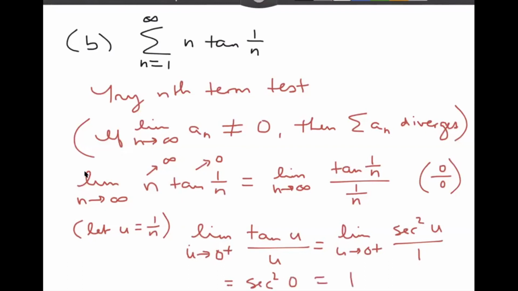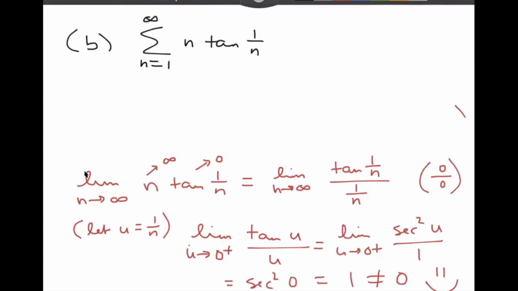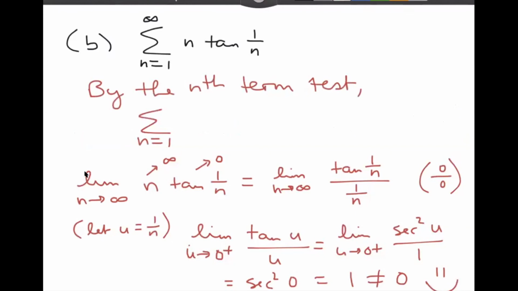And what's the most exciting thing about 1 in this problem? The most exciting thing about 1 in this problem is that it is not 0. Hooray! So that means the nth term test works for this problem. And I can conclude that this series diverges by the nth term test. The series n equals 1 to infinity, n times tangent 1 over n diverges.